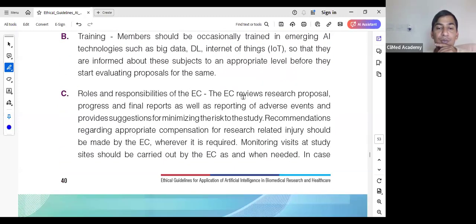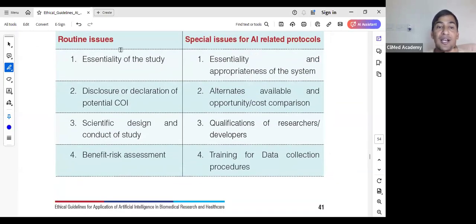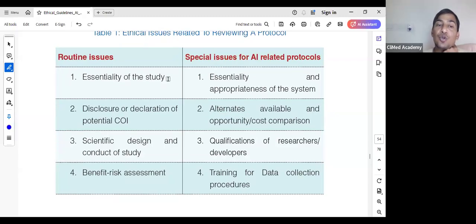Then the ethical review process. I'll show you something very important here. See, the ethical issues related to reviewing a protocol: essentiality of a study, essentiality and appropriateness of the system, special issues. When the ethical committee is reviewing the protocol of AI-related subjects or AI-related research, it is very important to know the essentiality of the study along with the appropriateness of the system which has been developed or which is being used.